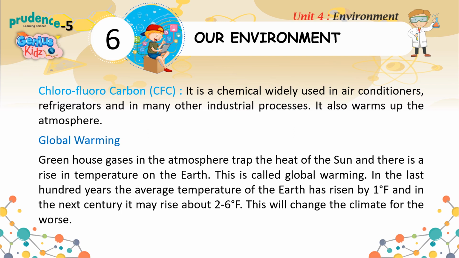Global warming. Greenhouse gases in the atmosphere trap the heat of the sun, and there is a rise in temperature on the Earth. This is called global warming. In the last 100 years, the average temperature of the Earth has risen by 1 degree Fahrenheit, and in the next century it may rise about 2 to 6 degrees Fahrenheit. This will change the climate for the worse.